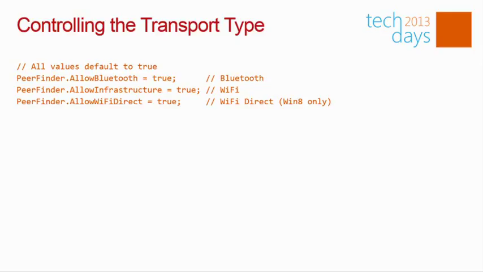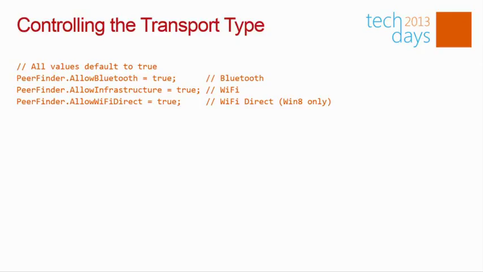Now, it's kind of interesting. As I said earlier, if you leave all of these properties set to true, then you don't really know what type of connection has been established once it is established, and there's no API for finding out. All you can do is control up front. You can prevent Windows from attempting to use certain of these networking mediums.